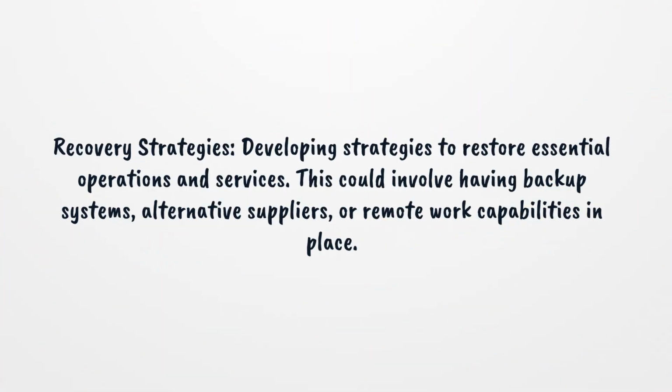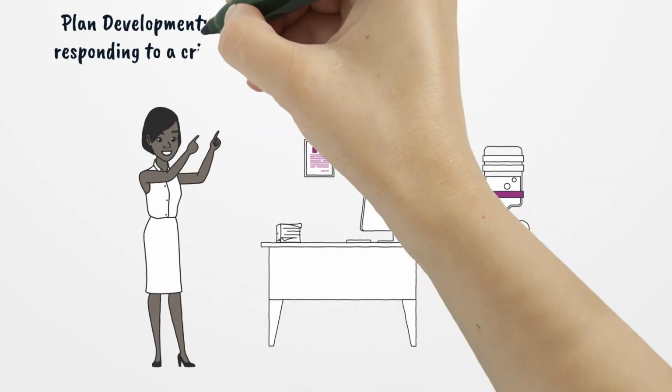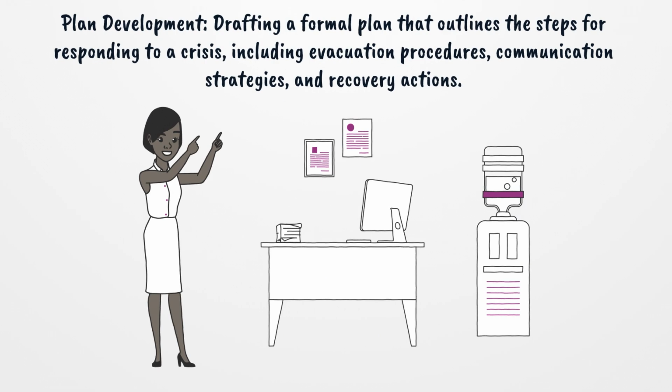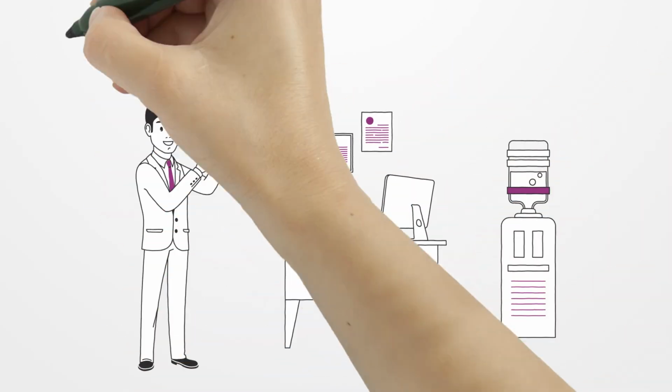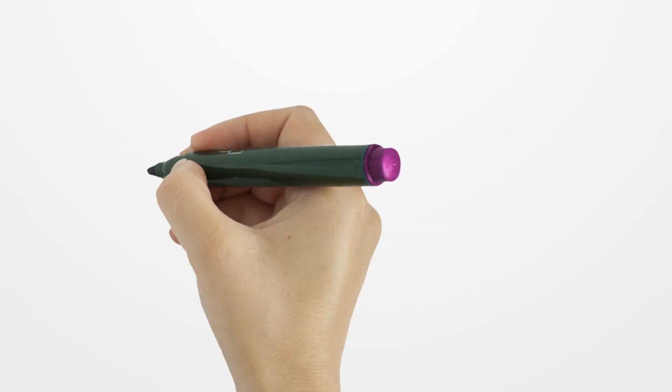Recovery strategies, developing strategies to restore essential operations and services. This could involve having backup systems, alternative suppliers, or remote work capabilities in place. Plan development, drafting a formal plan that outlines the steps for responding to a crisis, including evacuation procedures, communication strategies, and recovery actions. Testing and drills, regularly testing the BCP through drills and simulations to ensure that it will be effective in real crisis situations.